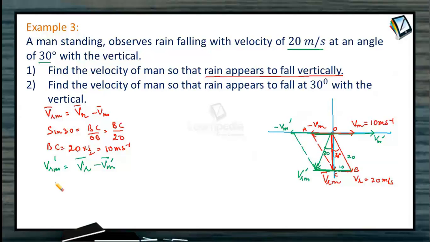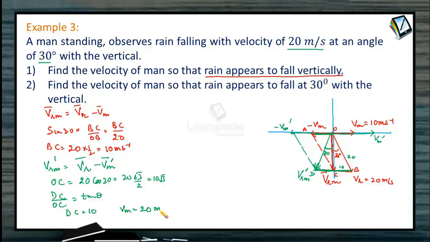So first I have calculated the OC value. What is OC? OC will be equal to 20 cos 30, that is 20 root 3 by 2, or we can write this as 10 root 3. Now in this triangle again we can write, suppose this point is D. So I'll calculate DC. DC by OC is equal to tan 30. Calculating this value, DC will be again 10. So this side is 10, this is 10. So velocity of the man will be now 20 meter per second.